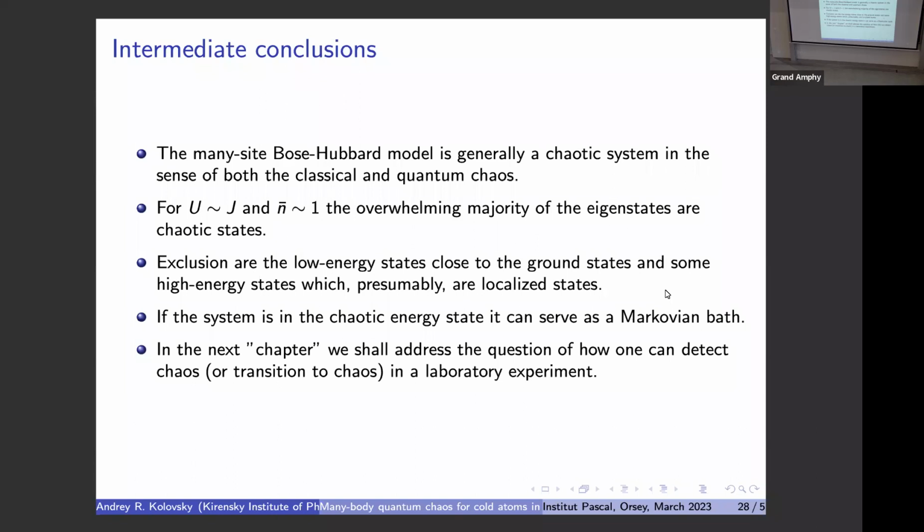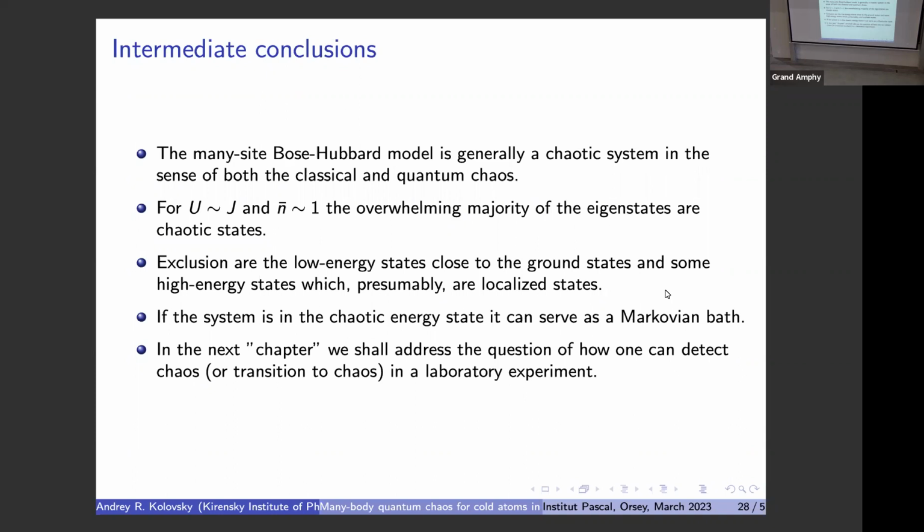The many-site Bose-Hubbard model is generally a chaotic system in the sense of the classical equations. This is a statement that when you have interaction and hopping of the same order, then the overwhelming majority of the states are chaotic states. Of course, excluded are the low-energy states close to the ground state, and some highly excited states close to the upper boundary of the spectrum, which presumably are localized states, quantum breathers. Then the conclusion is that if we bring the system into chaotic energy states, which is simply excited pretty far from the ground state, it can serve as a Markovian bath.